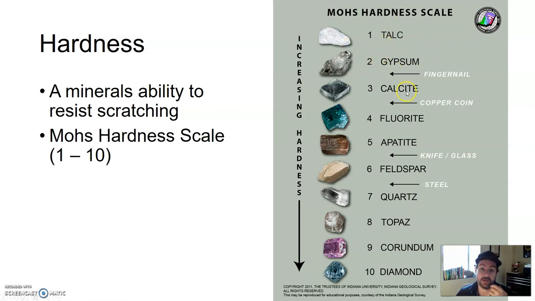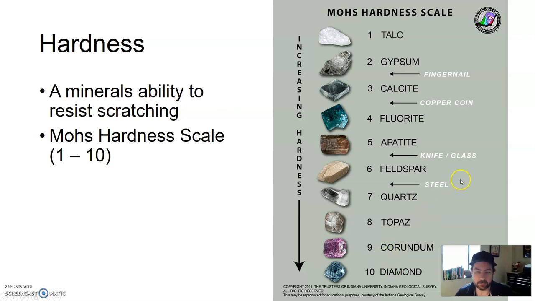However, you cannot scratch calcite. But you can take a copper coin, like a penny, and scratch calcite. But you can't take a penny and scratch fluorite. Fluorite, apatite, a little bit harder, but a steel knife and or glass is harder than both of those things. Feldspar, quartz, topaz, corundum, and diamond.